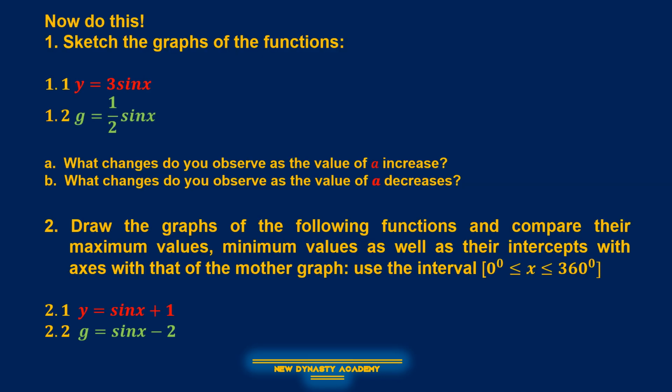Then grade 10s, we are reaching the end of this video. This is what you are going to do now. That is your work. You're going to sketch the graph of those functions, that is 1.1 and 1.2. Then you answer the questions: what changes do you observe as the value of A increases, and what changes do you observe as the value of A decreases? Then number 2, draw the graphs of the following functions and compare their maximum values, their minimum values, as well as the intercepts with the axes with those of the mother graph. So you're going to compare this graph and the mother graph, which I believe you know how to draw, and you only use the interval 0 to 360. Grade 10s, please do that.